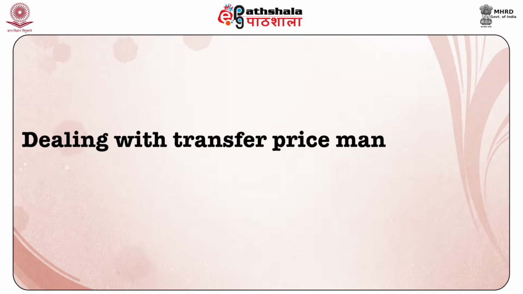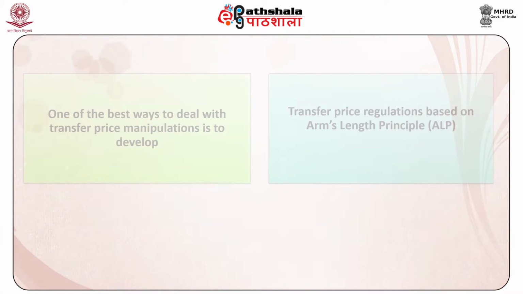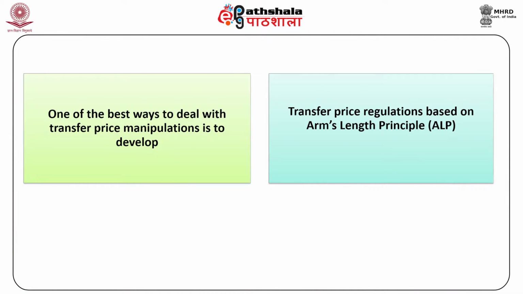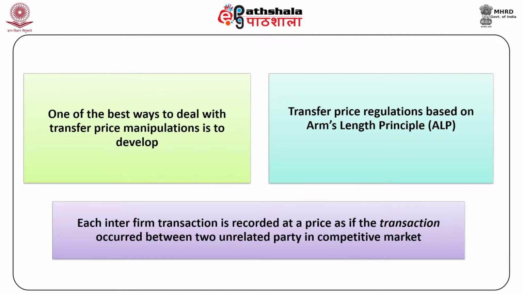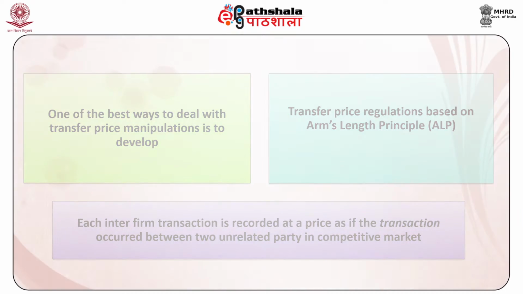Dealing with transfer price manipulation. One of the best ways to deal with transfer price manipulation is to develop transfer price regulations based on arm's length principle, that is ALP. Under ALP, each inter-firm transaction is recorded at a price as if the transaction occurred between two unrelated parties in competitive market.